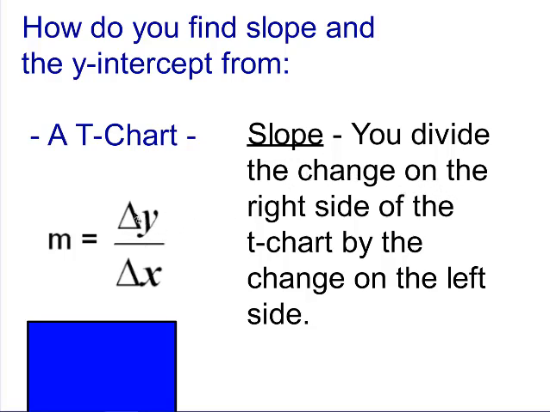Okay, so in this one, the change on the right side, which is the y side, divided by the change on the left side, which is our x value. So that's how we find our slope.